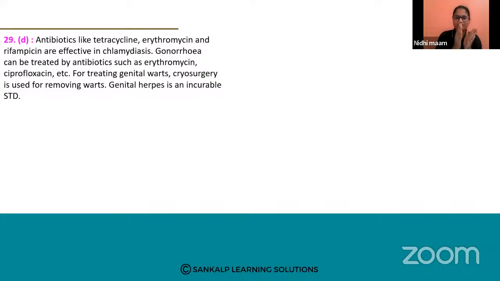So why option D, genital herpes is the right answer, and only a few, I think Abhilash answered it as option D, right? So why option D? See here, antibiotics like tetracycline, erythromycin, rifampicin are effective in chlamydiasis. Chlamydiasis means what? These are diseases which are usually caused by bacteria, right? Gonorrhea can be treated by antibiotics because it is also a bacterial disease. For treating genital warts, cryosurgery. Cryosurgery means it is a surgical method which is used.